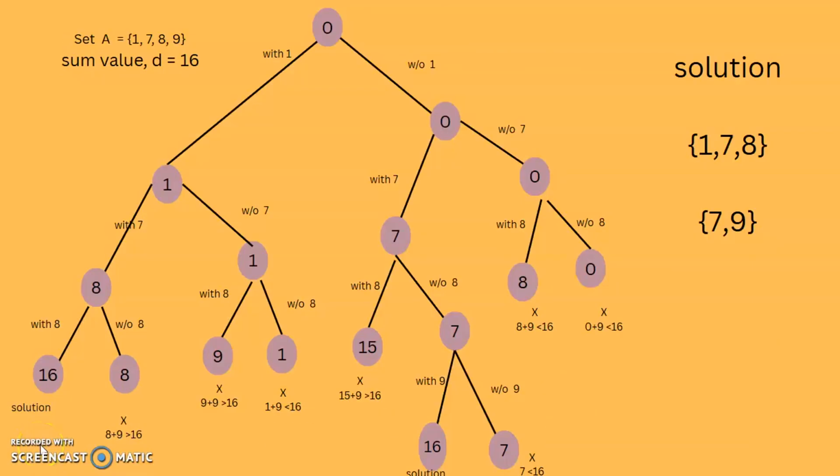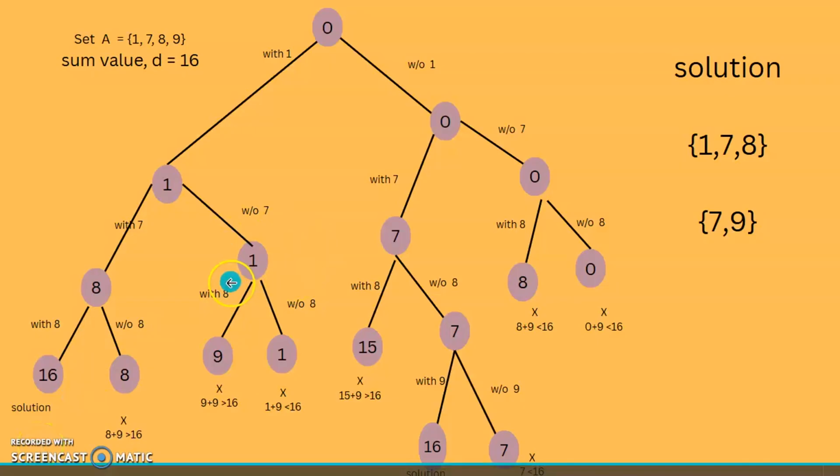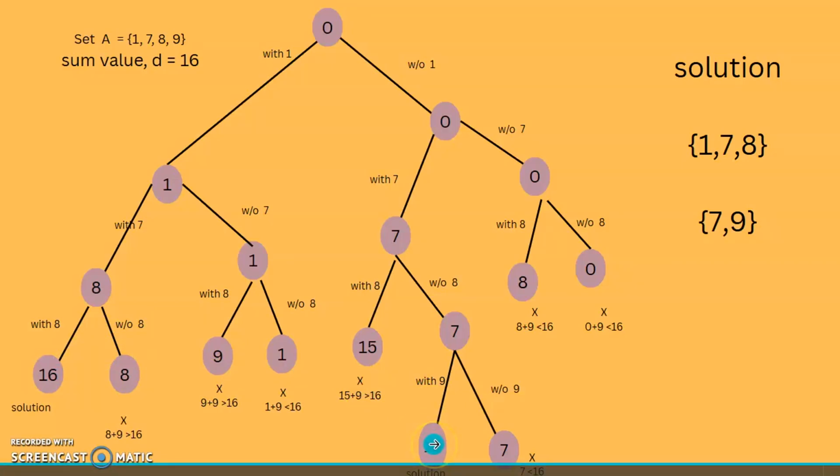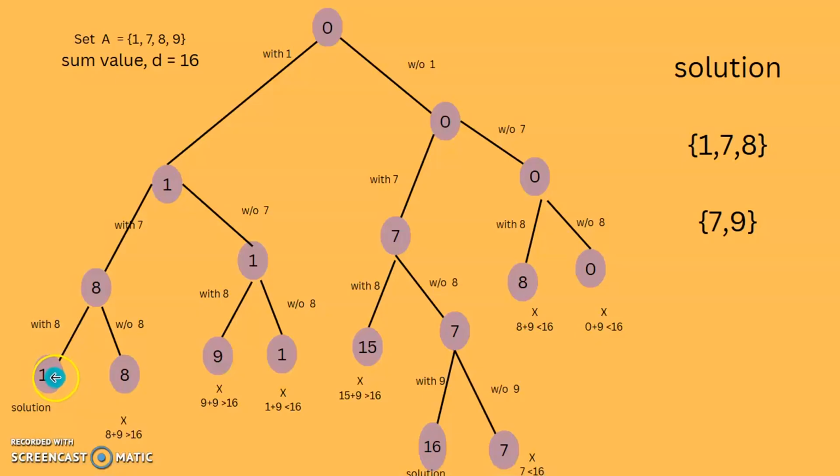All the paths have been explored. We got a solution in this path here, and another one is here. So there are two solution paths for this subset sum problem. For this solution node, you find the path from root to this node. So here with 1, with 7 and with 8, that means 1, 7, 8, that is one solution set.